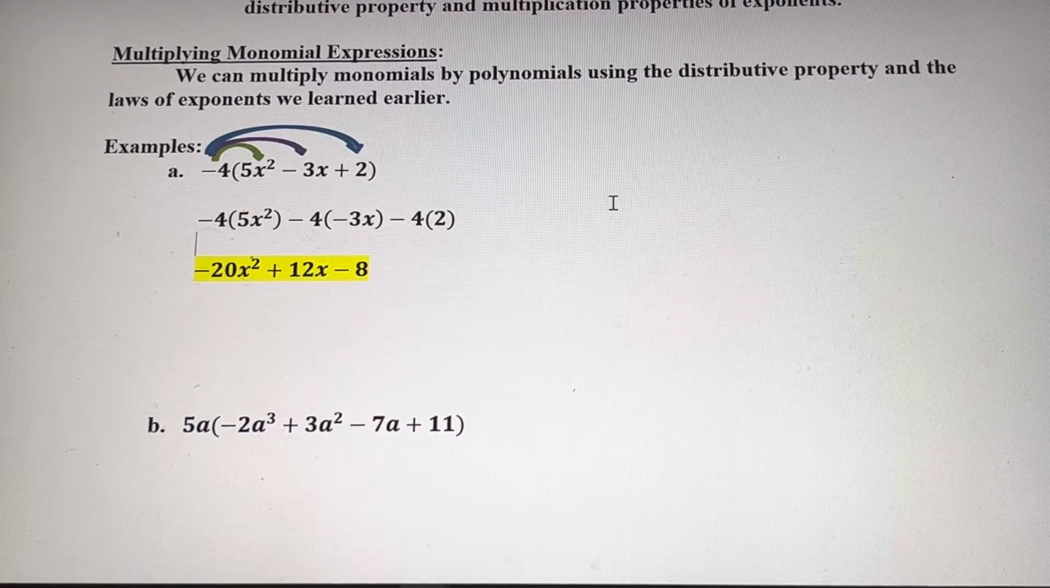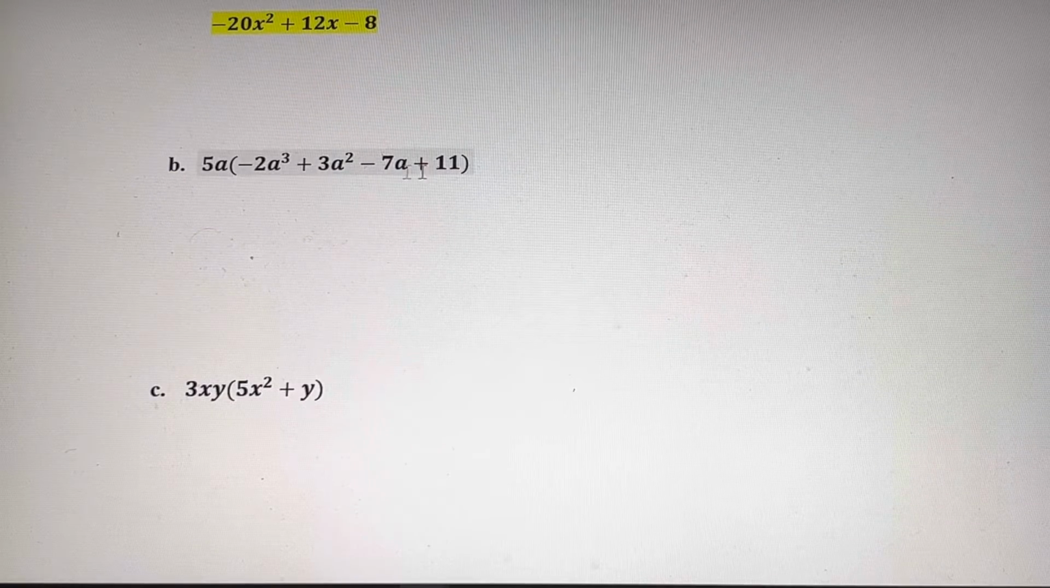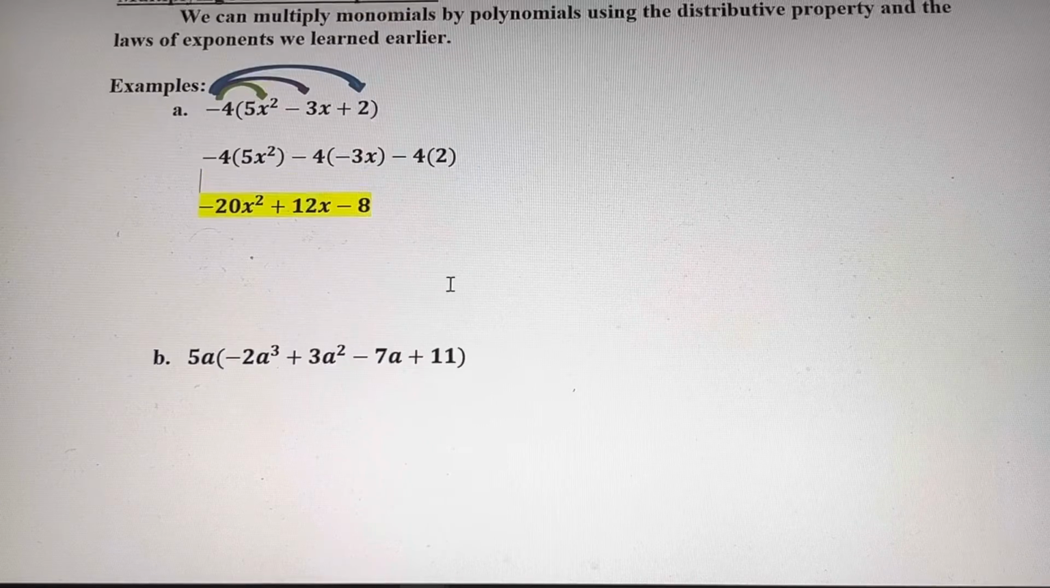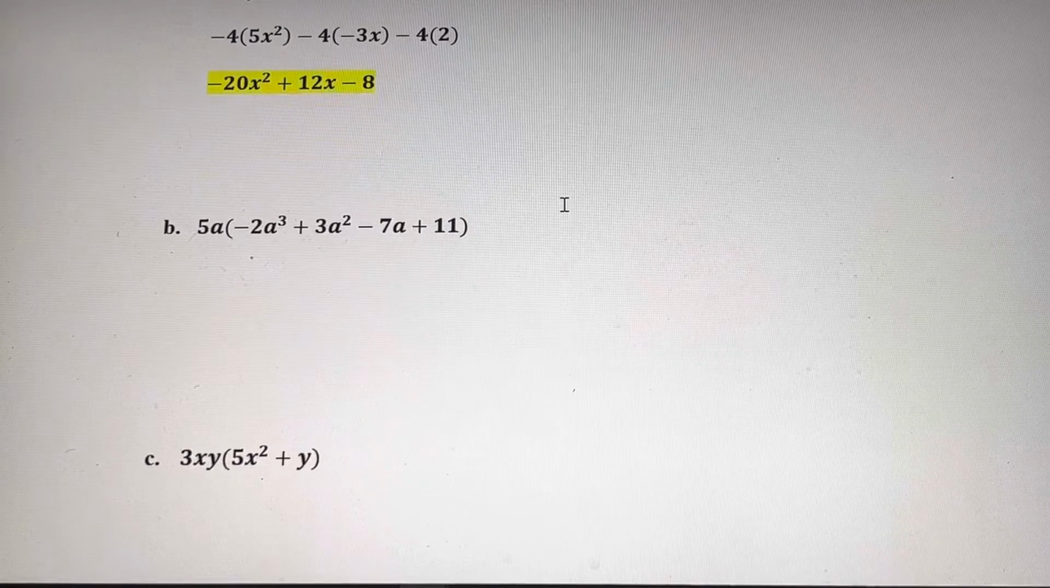All right, so in the second example, we've got a polynomial here. We've got a third degree polynomial. We're multiplying it by 5a. Okay, so notice I use the arrows. I think it's a good idea for you guys to use the arrows initially until you get the hang of this. And then once you do that, you won't need the arrows anymore.